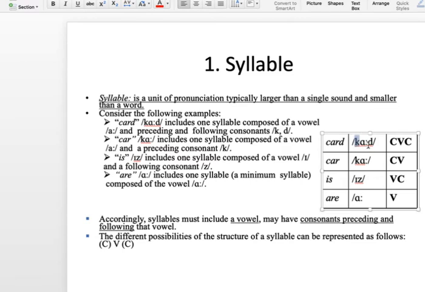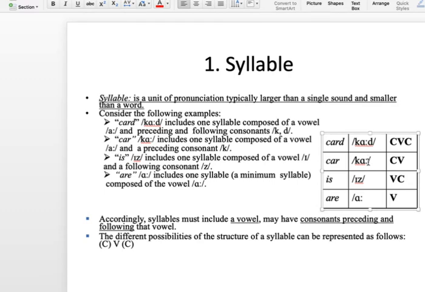What is coda in this example? Da is coda. And what is nucleus in this example? A. This A sound is nucleus, right? So what is the ka sound here? It's onset because it's coming before the vowel. What is this A sound? This is nucleus.